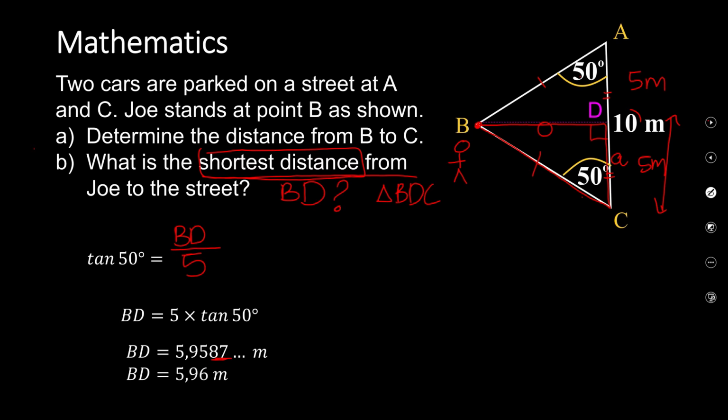5.9587, and remember, because we're rounding off to 2 decimal places, our answer will simply be 5.96 meters. Remember, you've got to put in your units there, so when you're giving your final answer, you've got to give it in your units. So back to the question again.